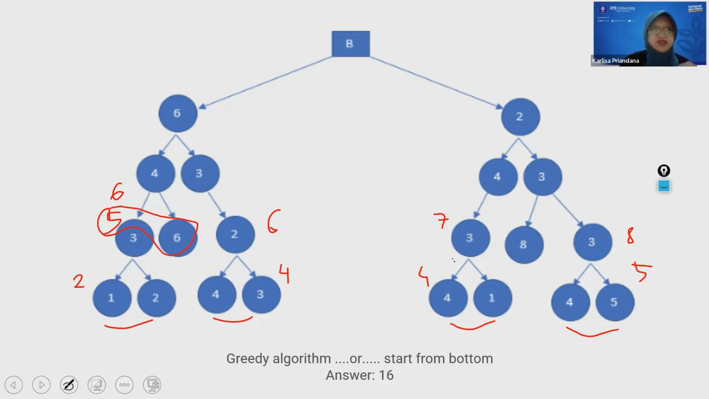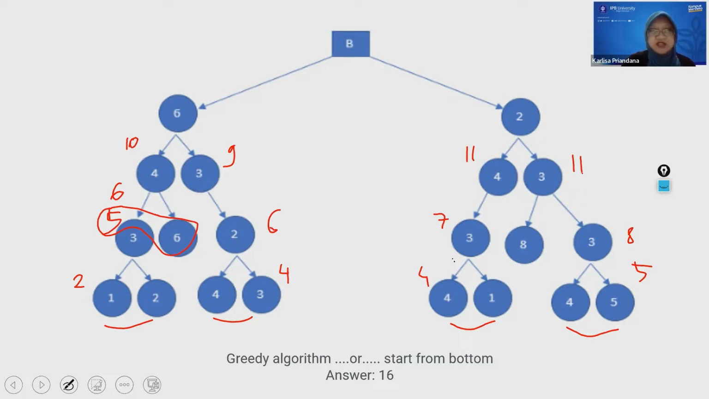Okay, so now 6 plus 4 becomes 10. 6 plus 3 becomes 9. And then 7 plus 4 is 11. 8 plus 3 is 11. Okay, so now you have again competition here.